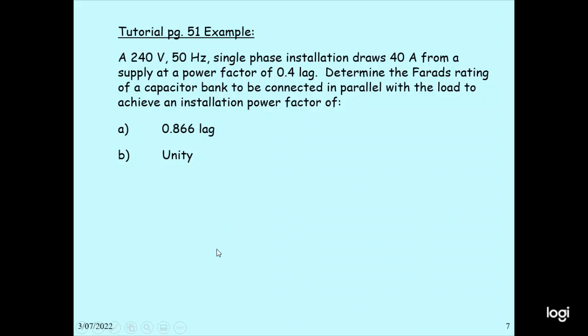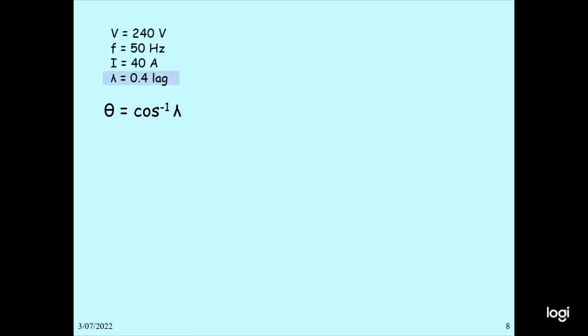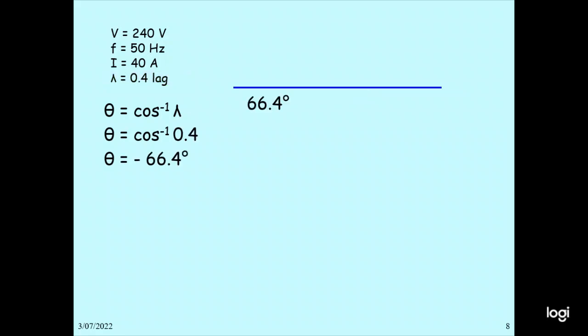So what we know is the supply voltage is 240 volt, frequency 50 Hz, current 40 ampere, and the power factor is 0.4 lagging. What we want to know is the capacitance, so we have to calculate it. Theta equals cos inverse lambda, so cos inverse 0.4, which is 66.4 degrees.